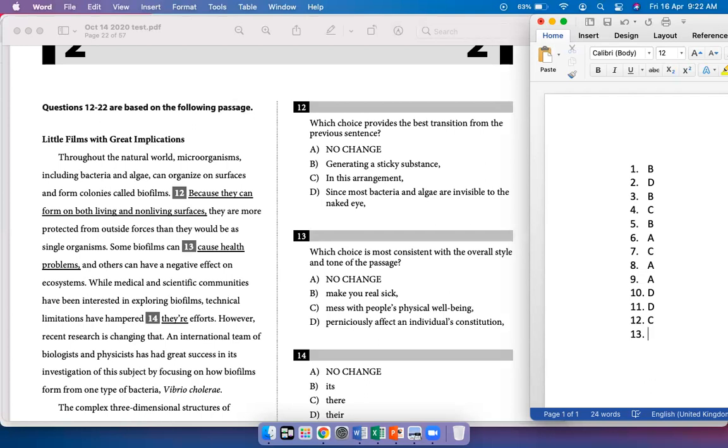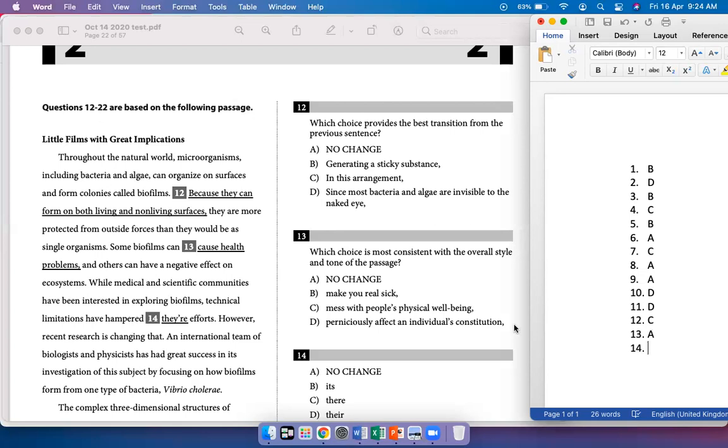Some biofilms can cause health problems and others can have a negative effect on ecosystems. Which choice is most consistent with the overall style and tone? Some biofilms can cause health problems, can make you really sick, mess with people's physical well-being, perniciously affect an individual's constitution. So in these kinds of questions, you have to choose an option that is not exaggerated, right? Like option D sounds really exaggerated, or an option that is not formal, like B and C are very informal sounding, right? So the best answer is option A.